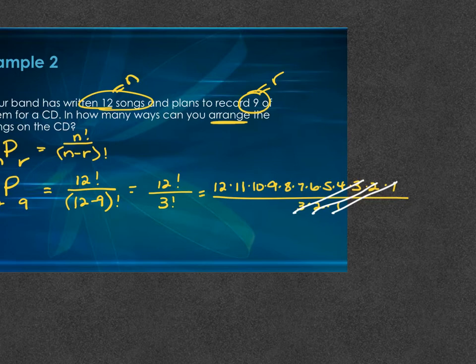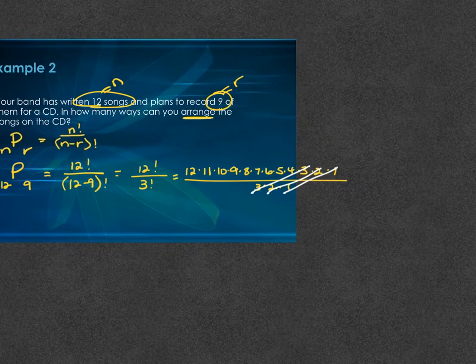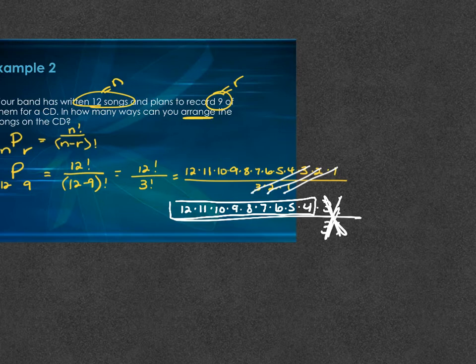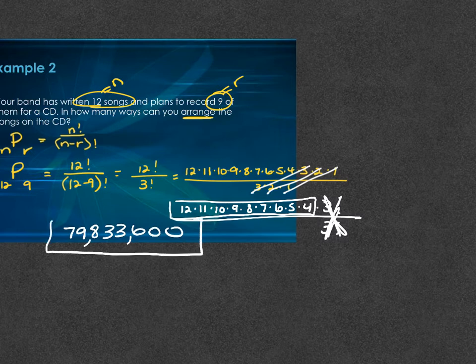So the shortcut on this, which is not that big of a shortcut here, but you'll see it get used a lot later, would be to only do the 12 until you hit the 3 and leave it as 3 factorial over 3 factorial, and then those cancel, and I'd multiply out these numbers here. So I'd multiply out 12 times 11 times 10 times 9 times 8 times 7 times 6 times 5 times 4, and I'd get 79,833,600. It's a lot of ways that you can arrange 9 songs from 12, but that's what it is.